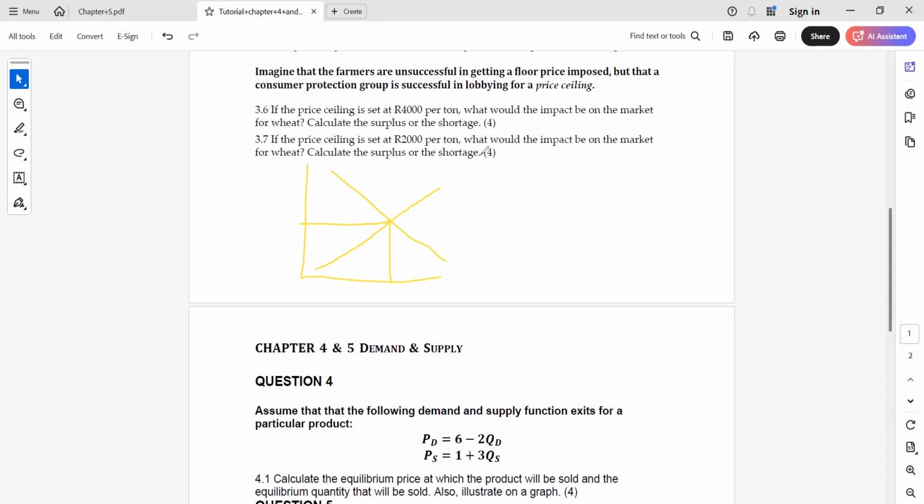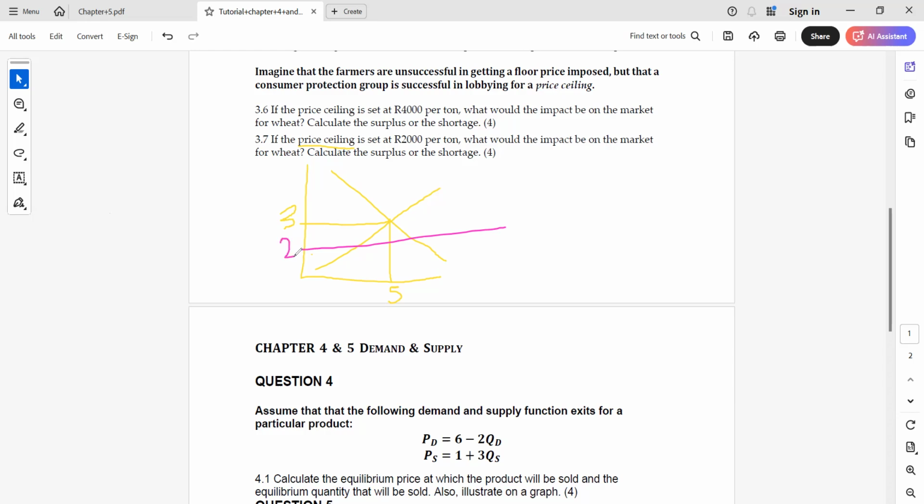Obviously we're using the diagram from the first question. You can see here we have a price of 3,000 and here we have a quantity of 5,000. I'm just going to write 5 and 3. So a price ceiling, I did say it's a ceiling, you might think it's above, but you know the price ceiling is below the market equilibrium price. So it's going to be here. And then they also say it is 2,000, so it's 2.